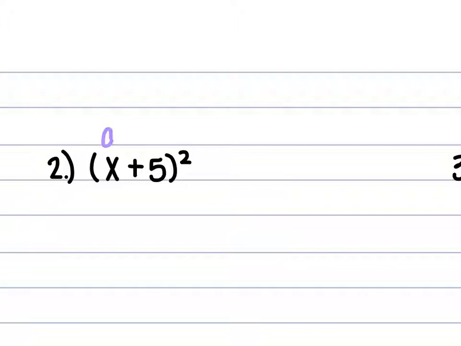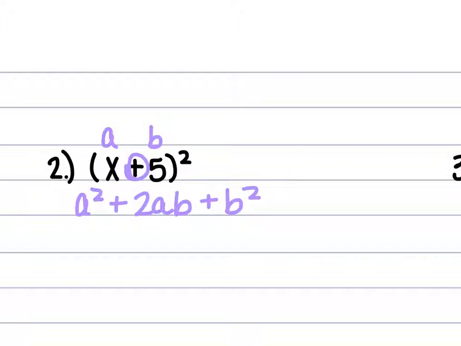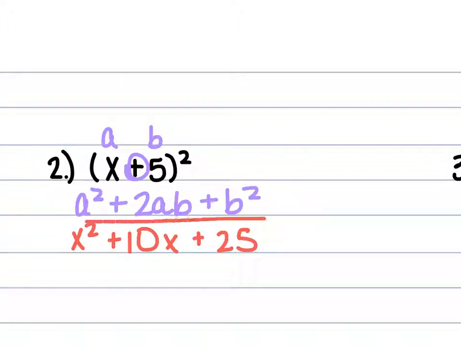For 2, our a is x, our b is 5, so we're going to use the x squared. We have an addition, so plus 2 times a times b plus b squared. A is x, so that's going to be x squared. 2 times x times 5 is 10x, and b squared is 25. So x squared plus 10x plus 25.